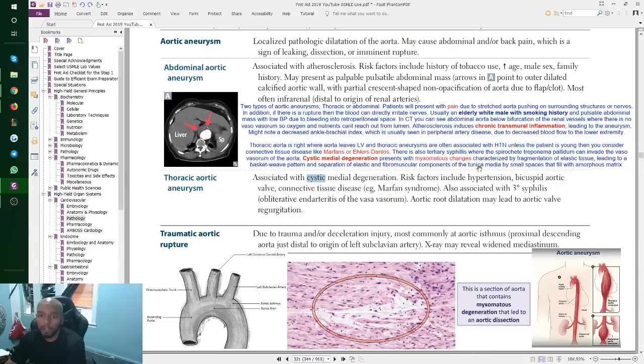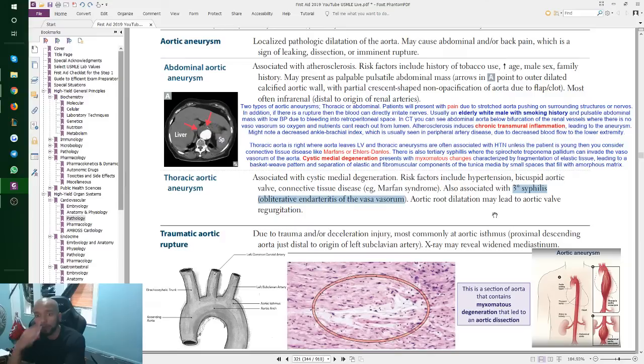Risk factors here are going to be hypertension, a bicuspid aortic valve, so this could be a Turner syndrome patient. If you get a Turner syndrome patient and the question looks like this leading to aortic aneurysm, make sure you pick thoracic aortic aneurysm. Or anyone with connective tissue disease, such as Marfan, Ehlers-Danlos, etc. Also associated with tertiary syphilis, which when we did our microbiology, we talked about the obliterative endarteritis of the vasa vasorum. Right? All your syphilis is actually going to go into your vasa vasorum and start destroying it.